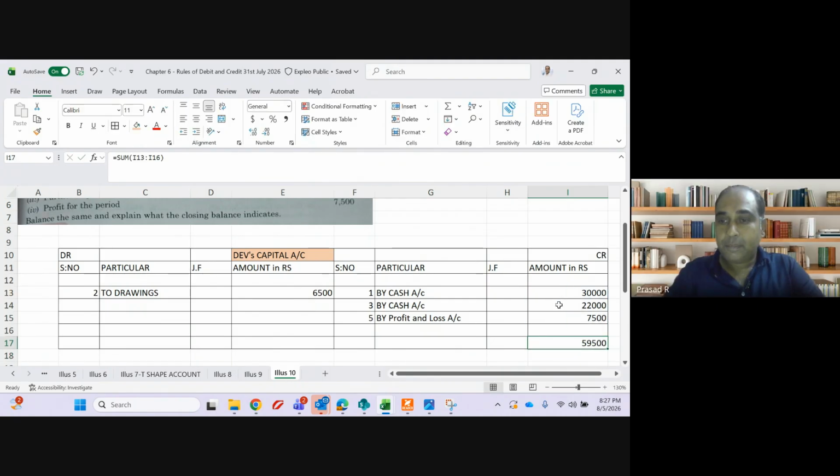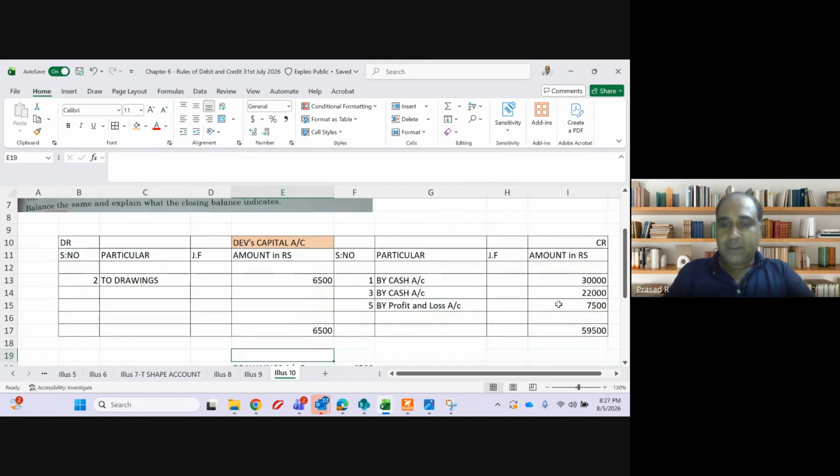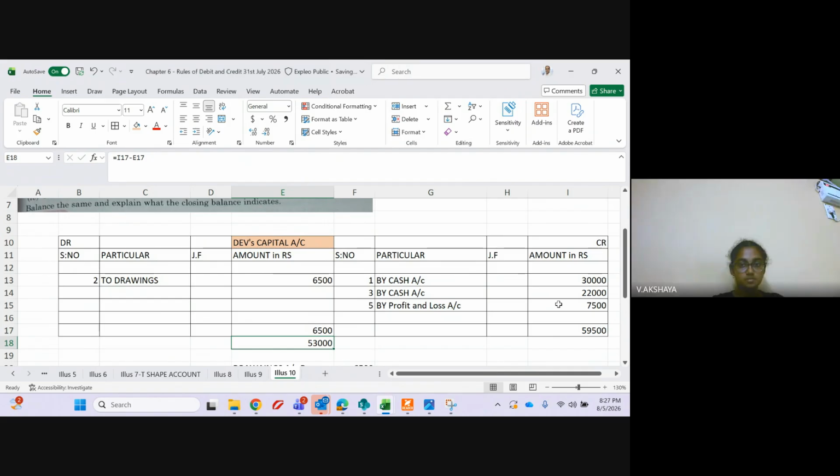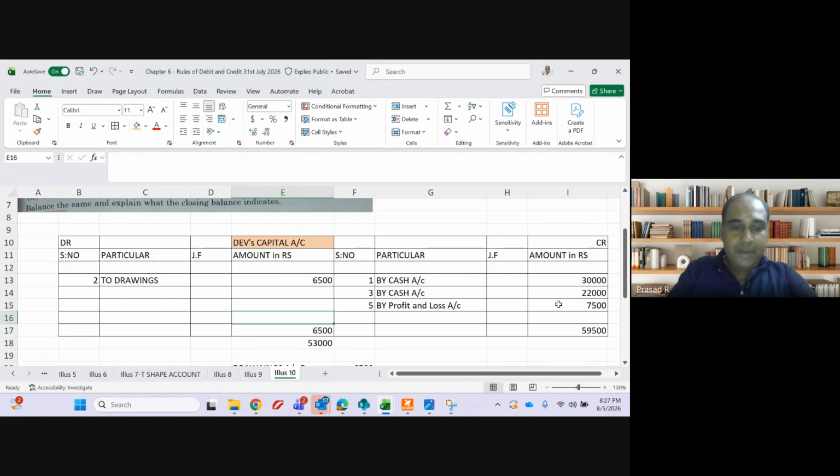My capital will have a credit balance or a debit balance always? Credit. Credit side will always be higher. So 59,000 minus 6,500. How much is Dev's capital at the end of the year? 53,000. 53,000 is the closing capital at the end of the year.